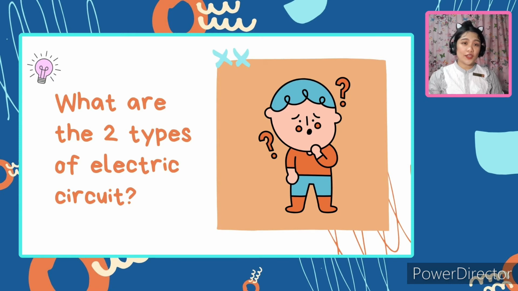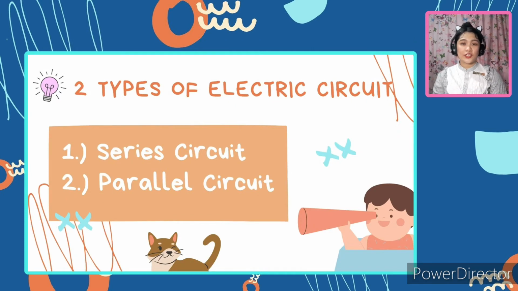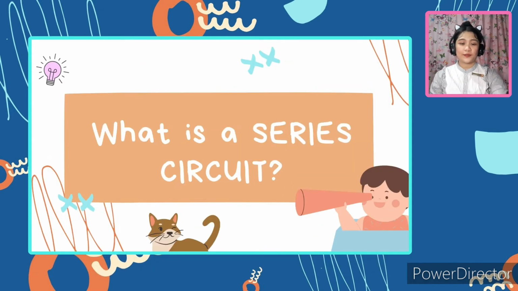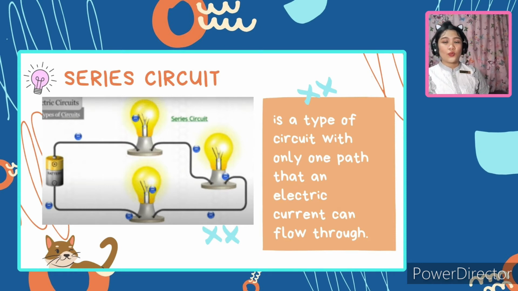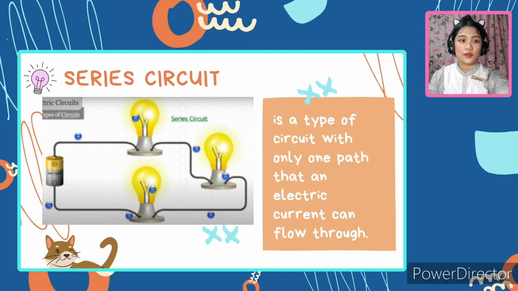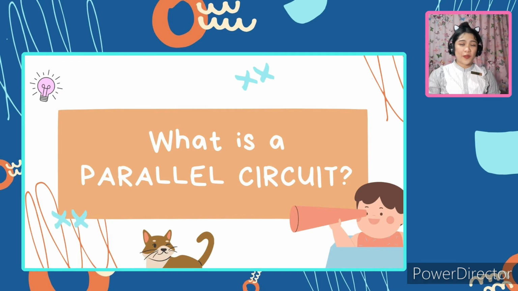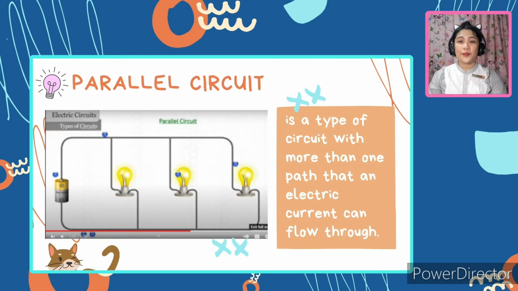What are the two types of electric circuit? The two types of electric circuit are series circuit and parallel circuit. What is a series circuit? Series circuit is a type of circuit with only one path that an electric current can flow through. What is a parallel circuit? A parallel circuit is a type of circuit with more than one path that an electric current can flow through.